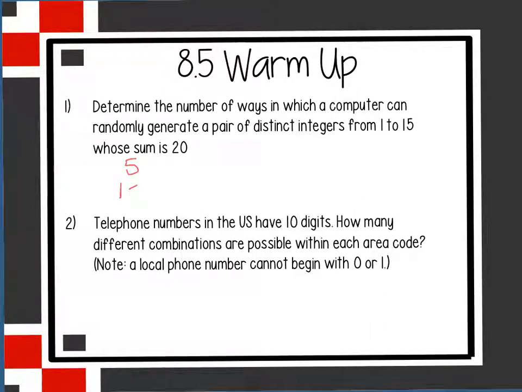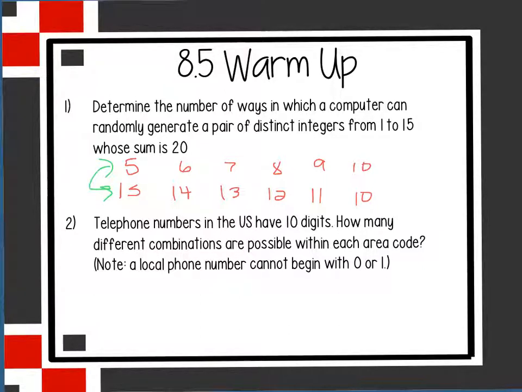5 and 15. 6 and 14. 7 and 13. 8 and 12. 9 and 11. 10 and 10. It's the same set of numbers both times, right? So you can get 10 twice. Is that a different way than getting a sum that is 15 and 5, 14 and 6, 13 and 7, 12 and 8, 11 and 9, and 10 and 10? Everything's different except 10 and 10. So it is all of these, and then it is the reverse of this.